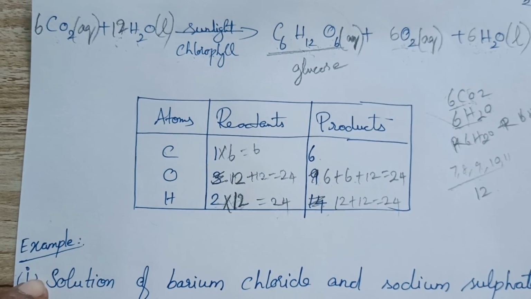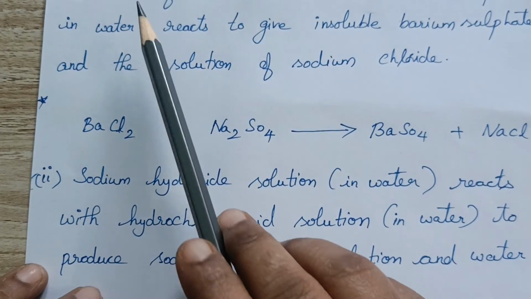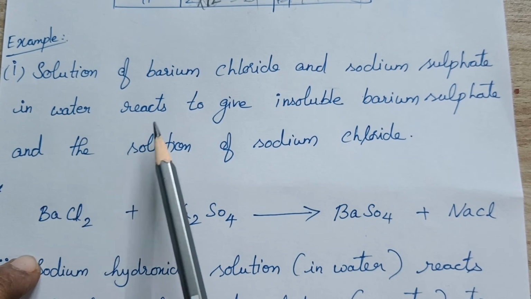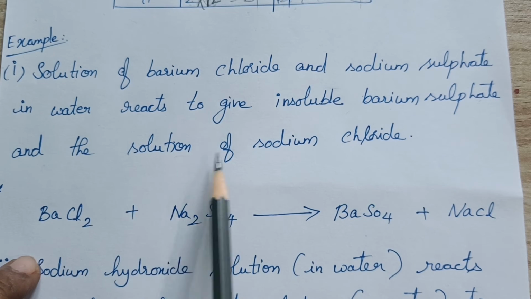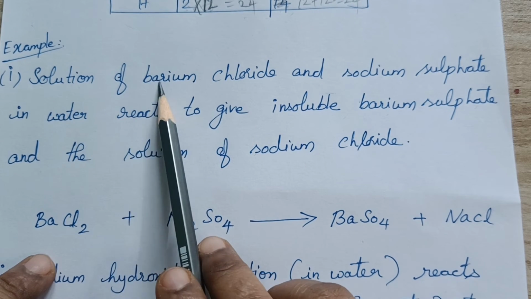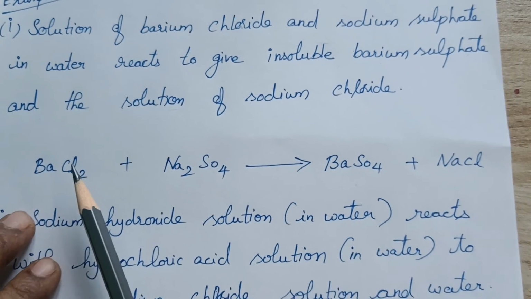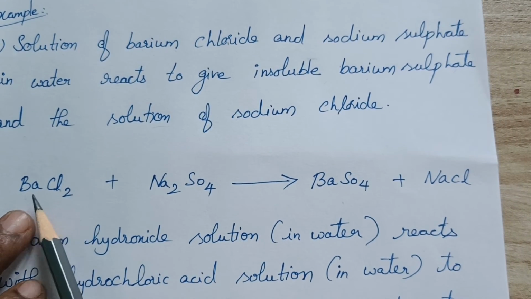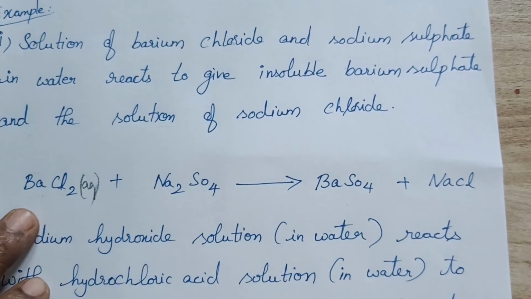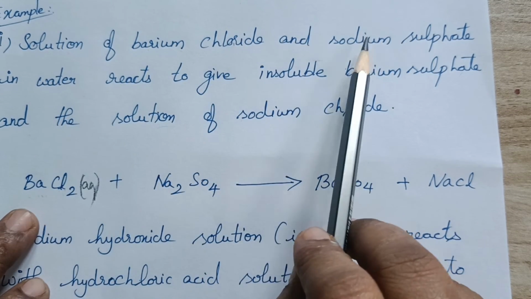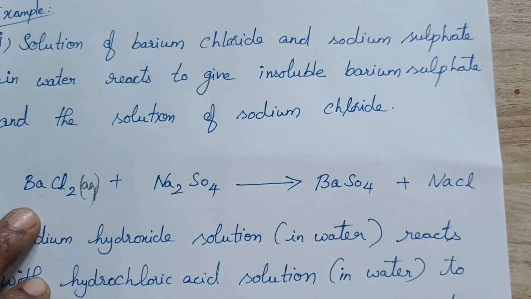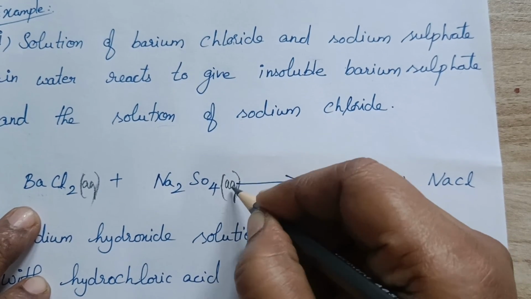Okay. Next, I will see some book examples. Solution of barium chloride and sodium sulfate in water reacts to give insoluble barium sulfate and solution of sodium chloride. First, you will try to convert the word equation to a skeletal equation. Solution of barium chloride. You are now familiar with these formulas. Barium chloride chemical formula is this one. Solution means it is in the aqueous state. Reacts with sodium sulfate in water. Sodium sulfate in water means it is mixed in water, so it also becomes a solution, so it is your aqueous condition.